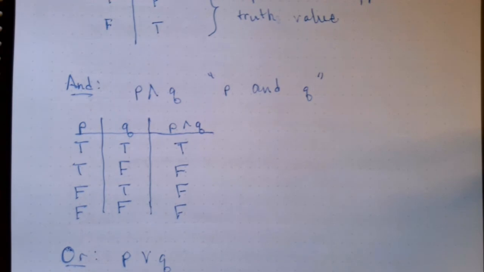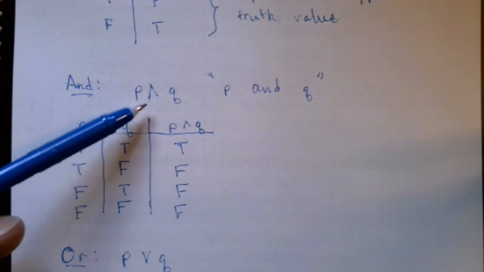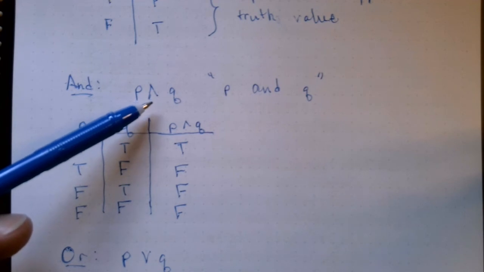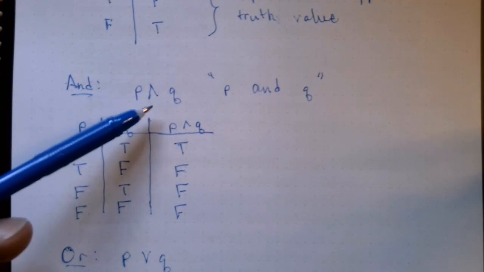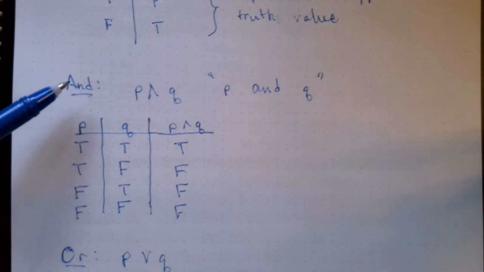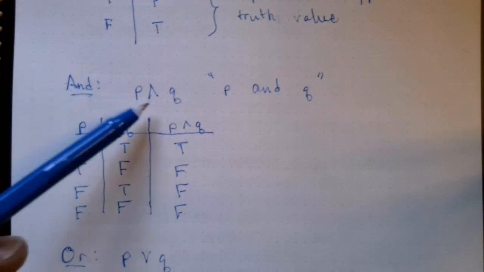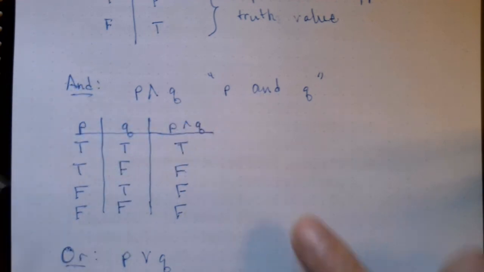Okay? Another operation that we can do with statements is we can take two statements and put them together using the AND operator. Okay, it's very easy to remember here. The symbol that we use for the AND operator, it looks like an A. Okay, so P and Q. And this is the truth table here.